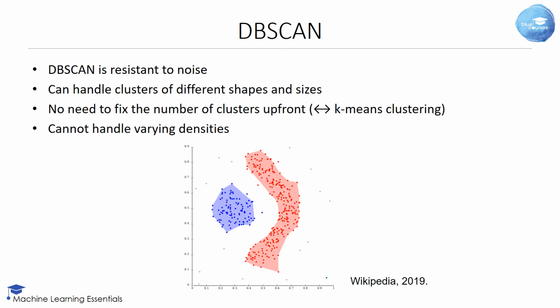Here you can see some of the key characteristics of DBSCAN listed. First, it can handle clusters of different shapes and sizes. It can find non-linearly separable clusters, as you can see illustrated in the dataset at the bottom. Note that this dataset cannot be nicely clustered using k-means clustering. When using DBSCAN, there is also no need to fix the number of clusters up front, which differentiates it from k-means clustering. However, one of the key drawbacks of DBSCAN is that it cannot handle varying densities.